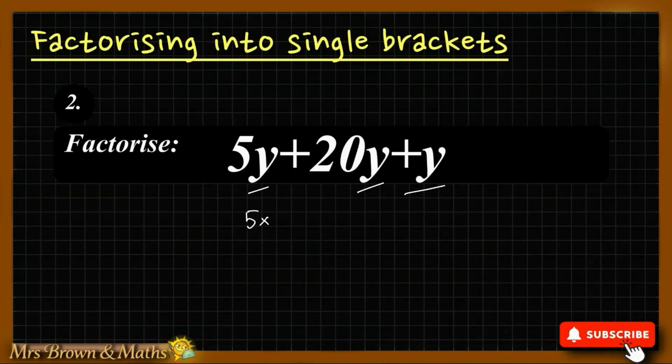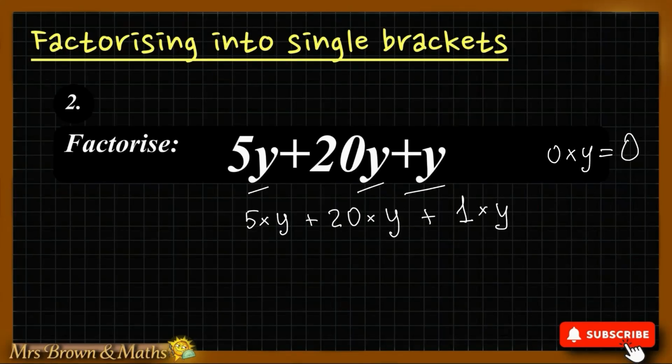Question 2. Factorize 5y plus 20y plus y. All three terms contain y, so take y outside the brackets. Now, divide each term by y. 5y divided by y is 5, 20y divided by y is 20, and y divided by y is 1. So the answer is y times brackets 5 plus 20 plus 1.